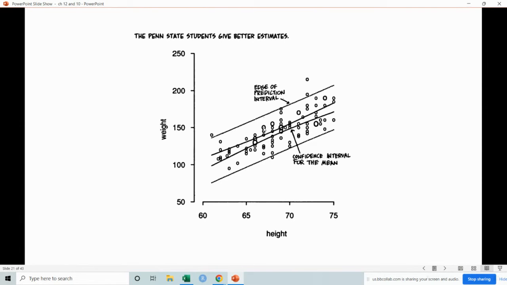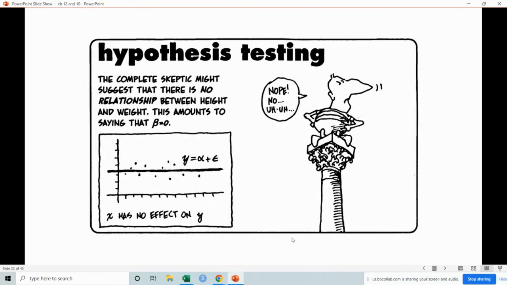All right, so the Penn State students give better estimates. Now we have a higher sample size, and we can look at creating a better model, a better line to fit.